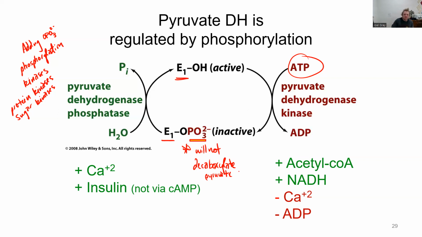There's another enzyme, pyruvate dehydrogenase phosphatase, which hydrolyzes that phosphate away. So E1 is not phosphorylated, and therefore it is active and it can decarboxylate.